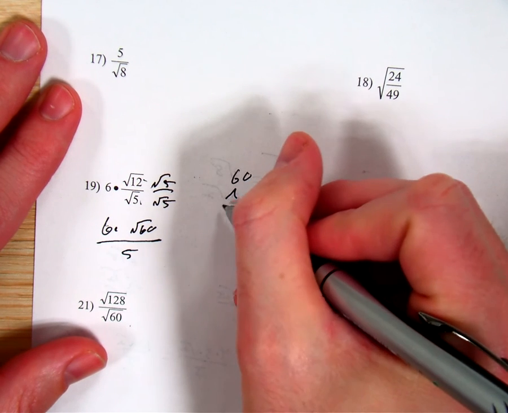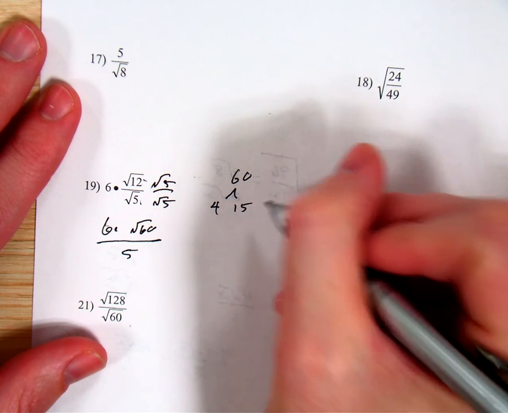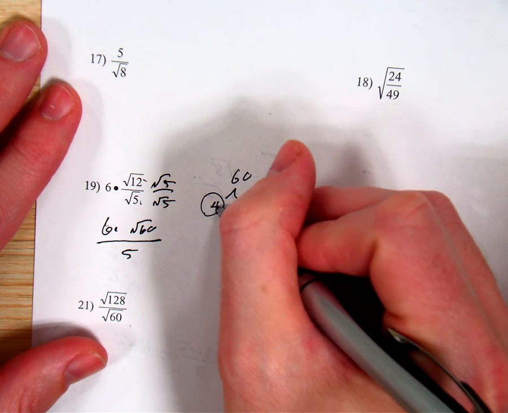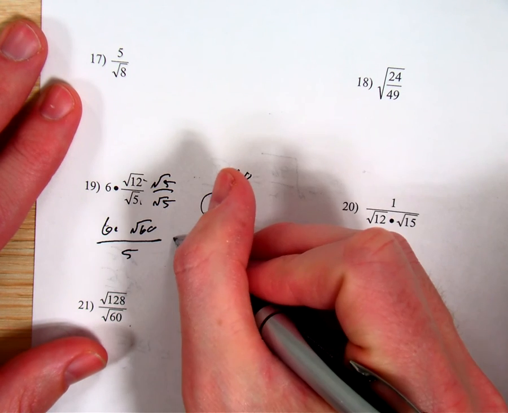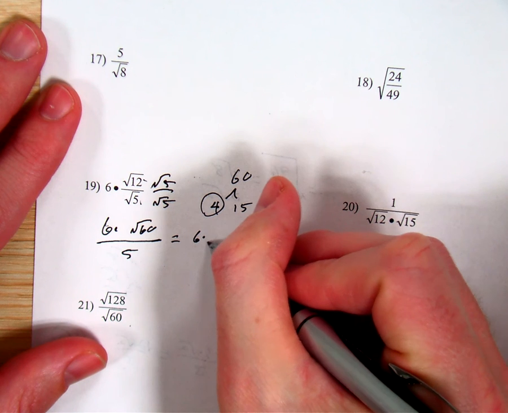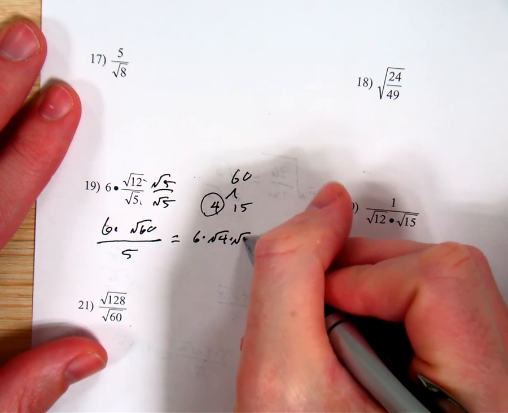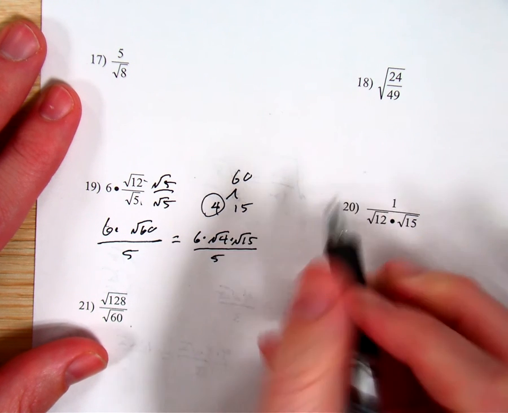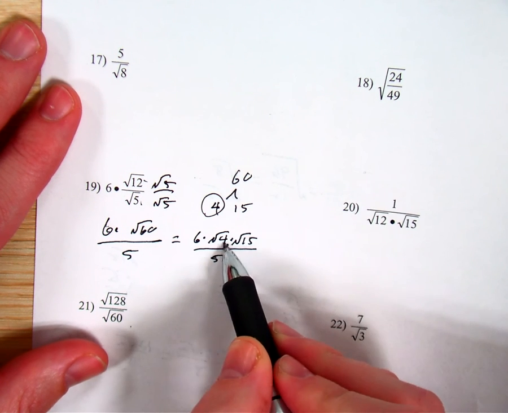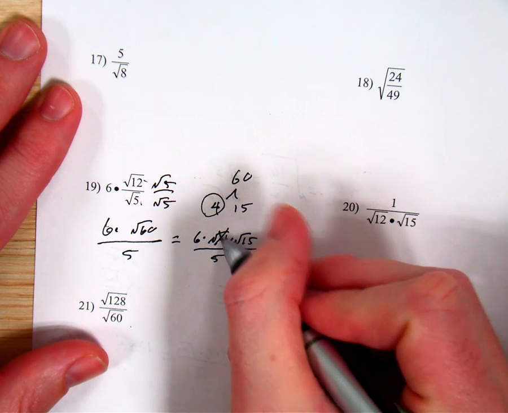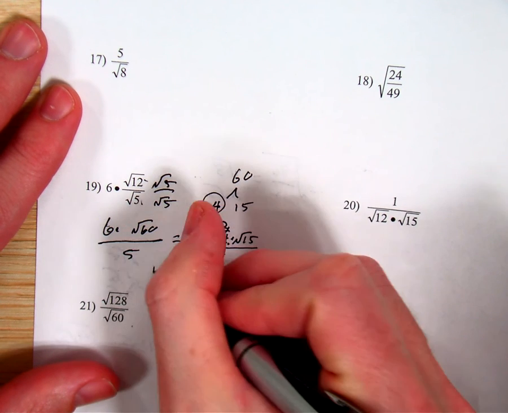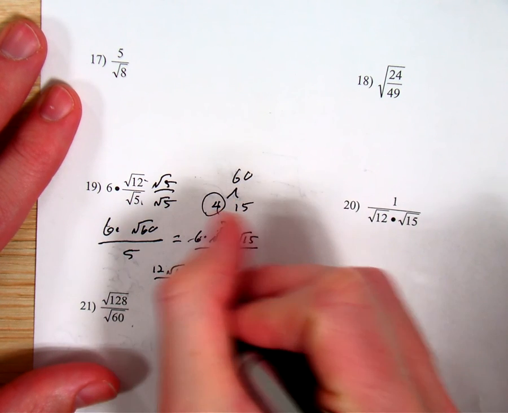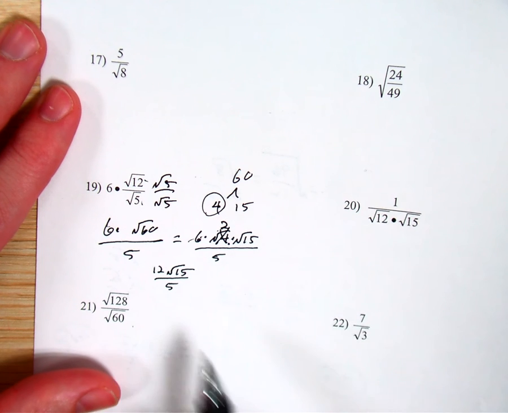What's 60 going to do for me here? 4 and 15 is the first perfect. 4 is the first perfect square that would go into 60. So that's going to be 4. The square root of 4 is going to be 2. And 6 times 2 is going to be 12. So we'll have 12 square roots of 15 over 5.